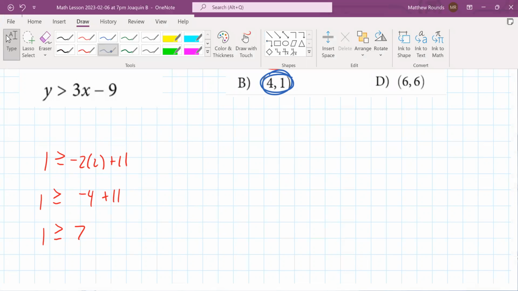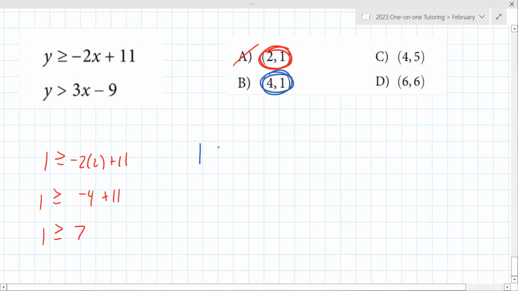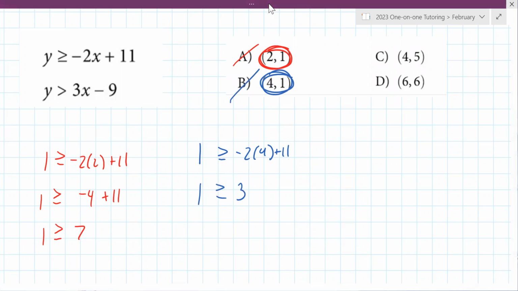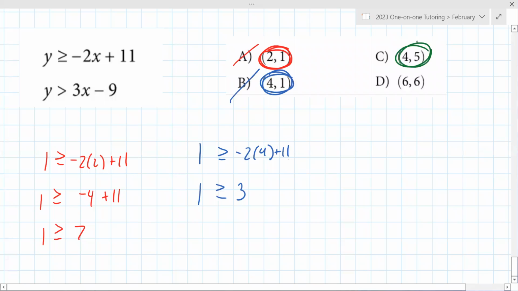All right, so now let's try the next one. Is 1 greater than or equal to -2 times 4 plus 11? Is this true? 11 minus 8 is 3. No. So again, this is not true, so that's out. Let's go to the next one. Is 5 greater than or equal to -2 times 4 plus 11? Is this true? Yes. 5 is greater than or equal to 3. So that's true. Now we've got to try it in the other one.